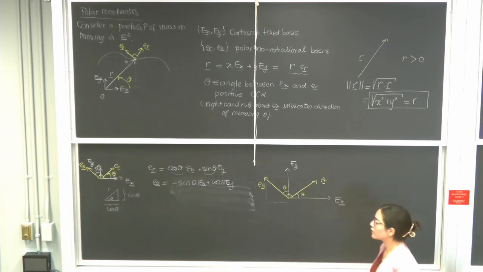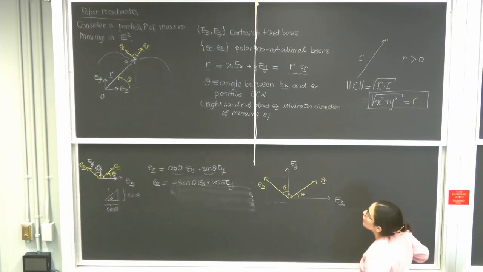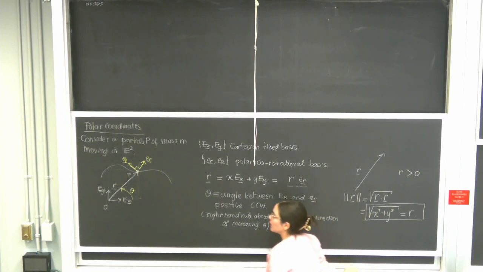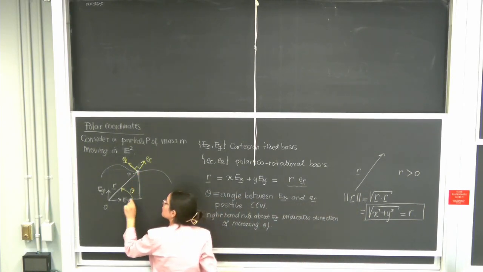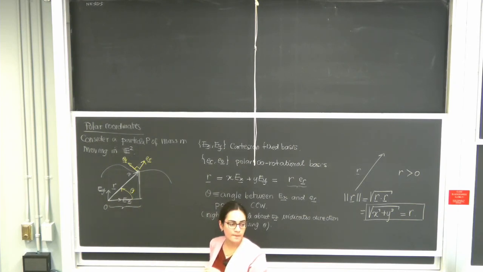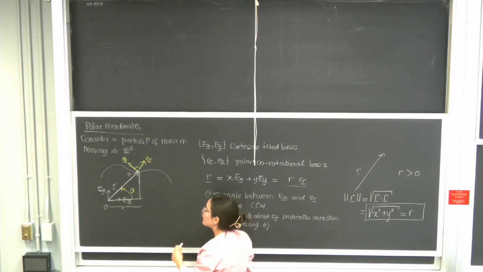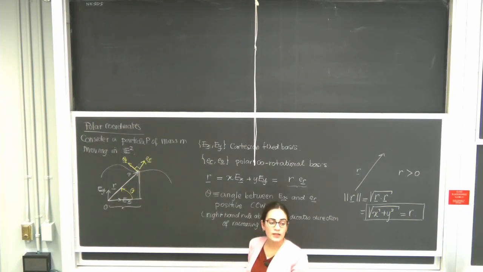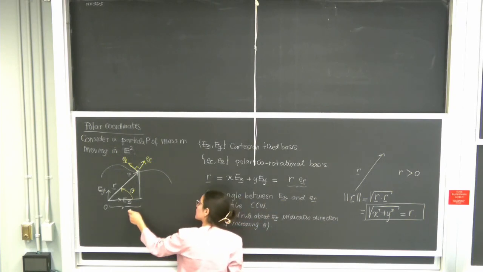Okay, awesome. And then we can find the relationship between theta and x and y. So going back to the figure above, if I look at this triangle, what is the length of this side? Remember, the position vector has components x EX plus y EY. So what would the length of the horizontal and the vertical sides be? Right, x and y.